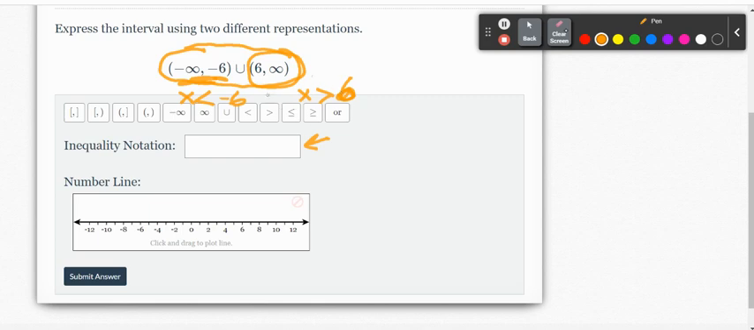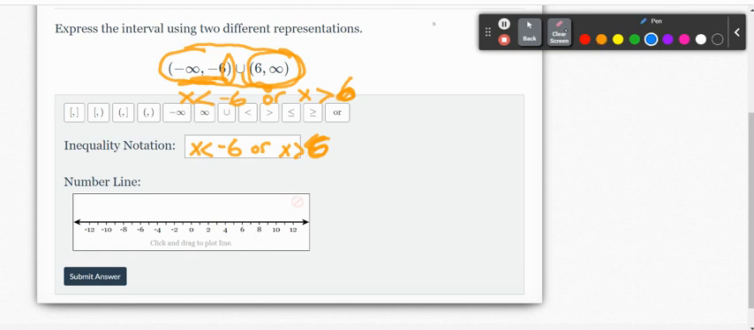The word in the middle, you use "or" instead of the union symbol when you're doing the set. So our inequality is x less than -6, not equal to because it's parenthesis, or x is greater than 6. Sorry, I'm going to turn my arrow there into a 6.